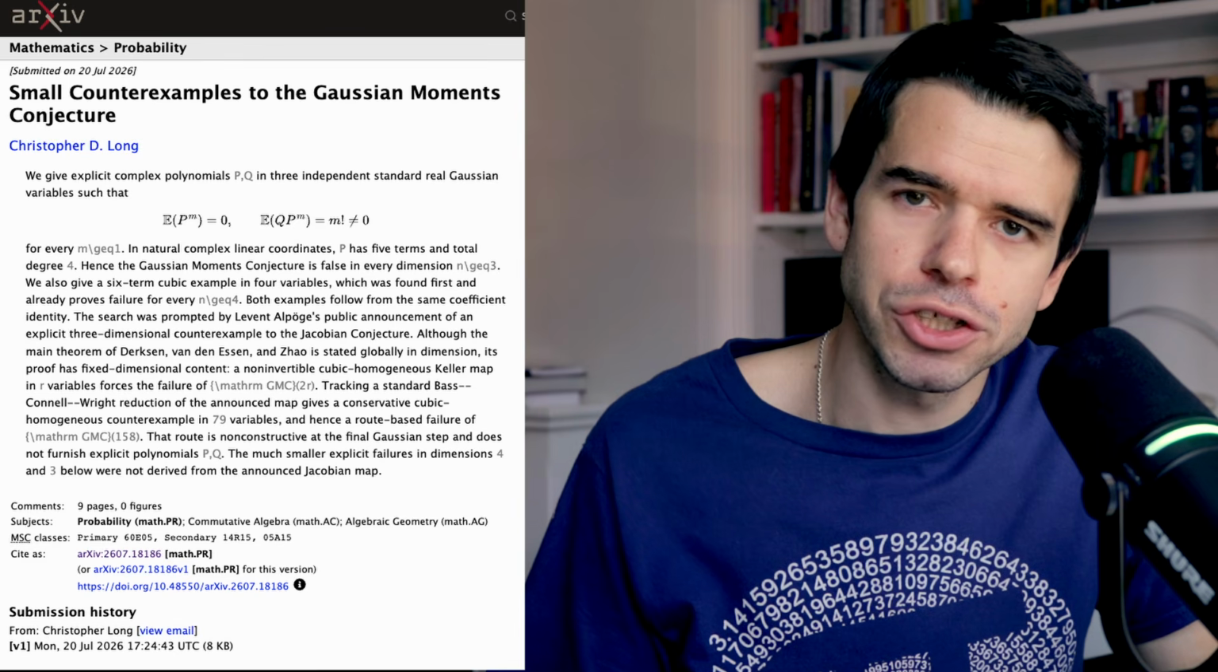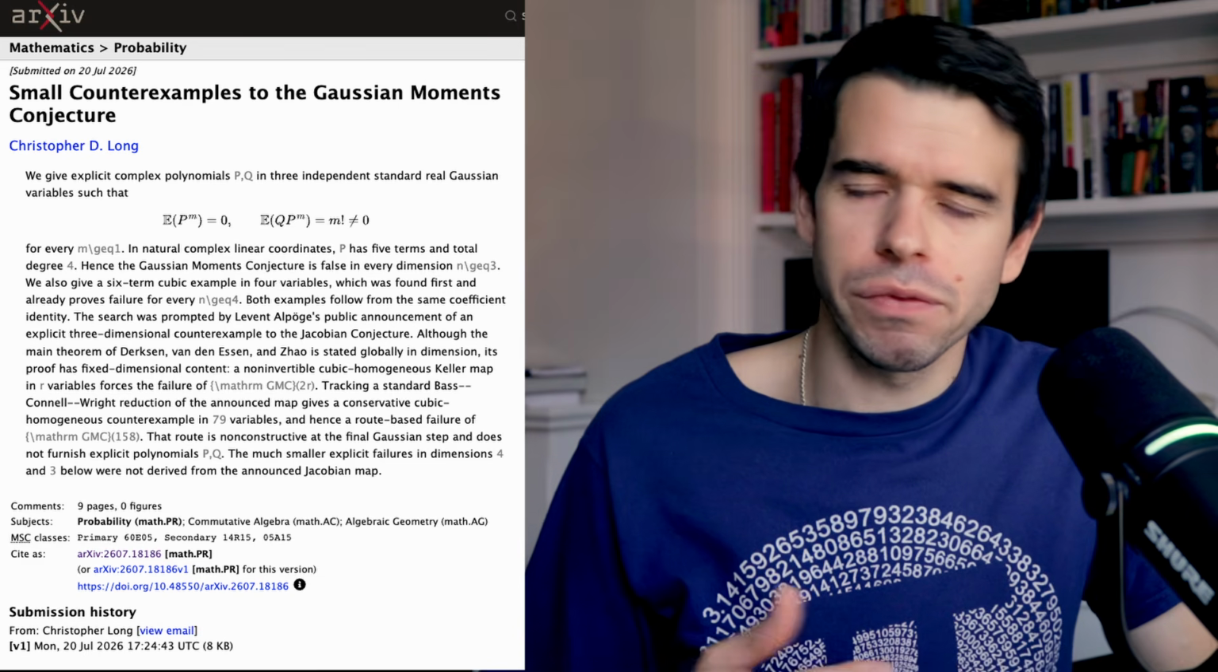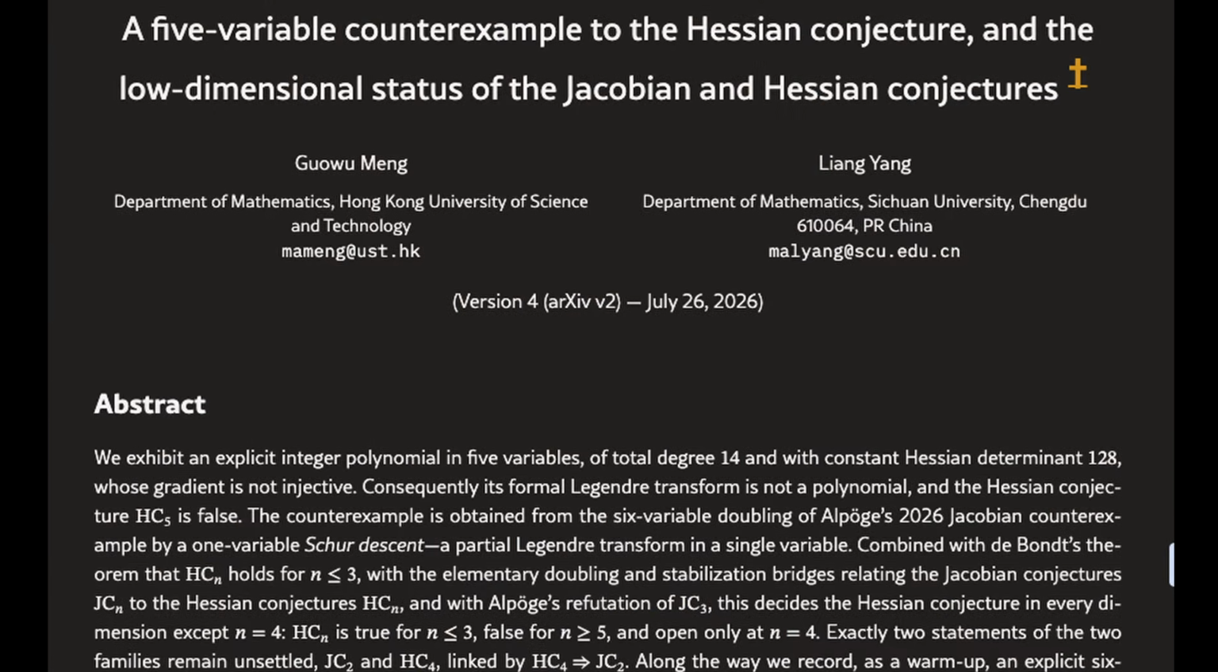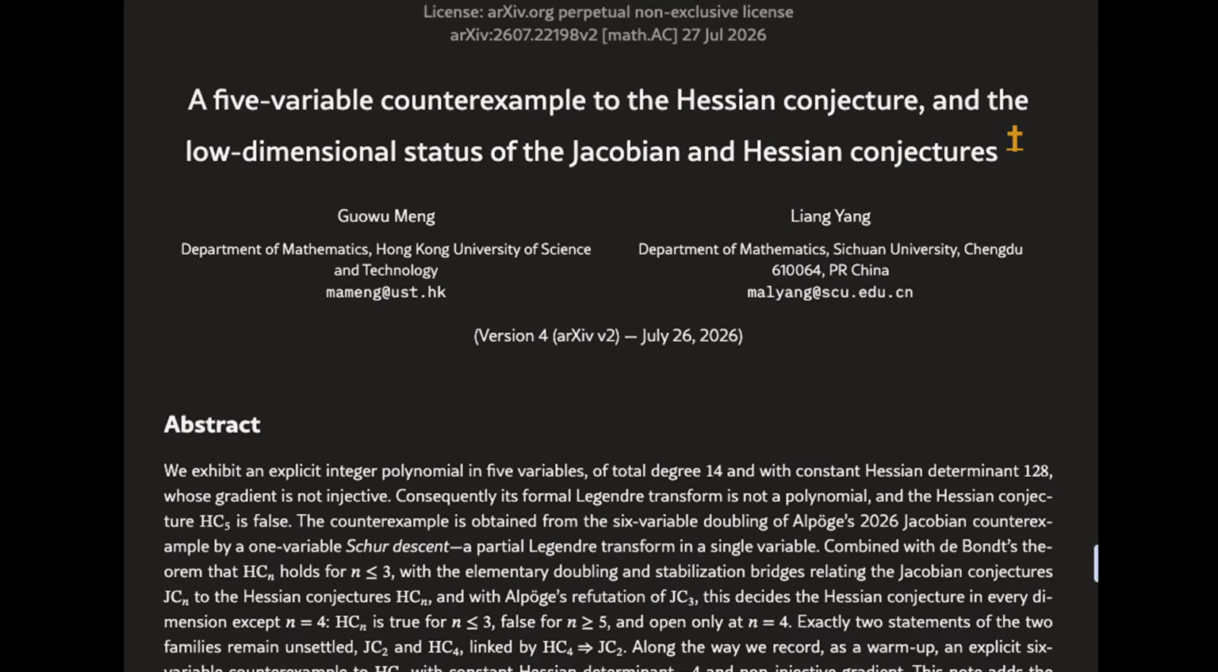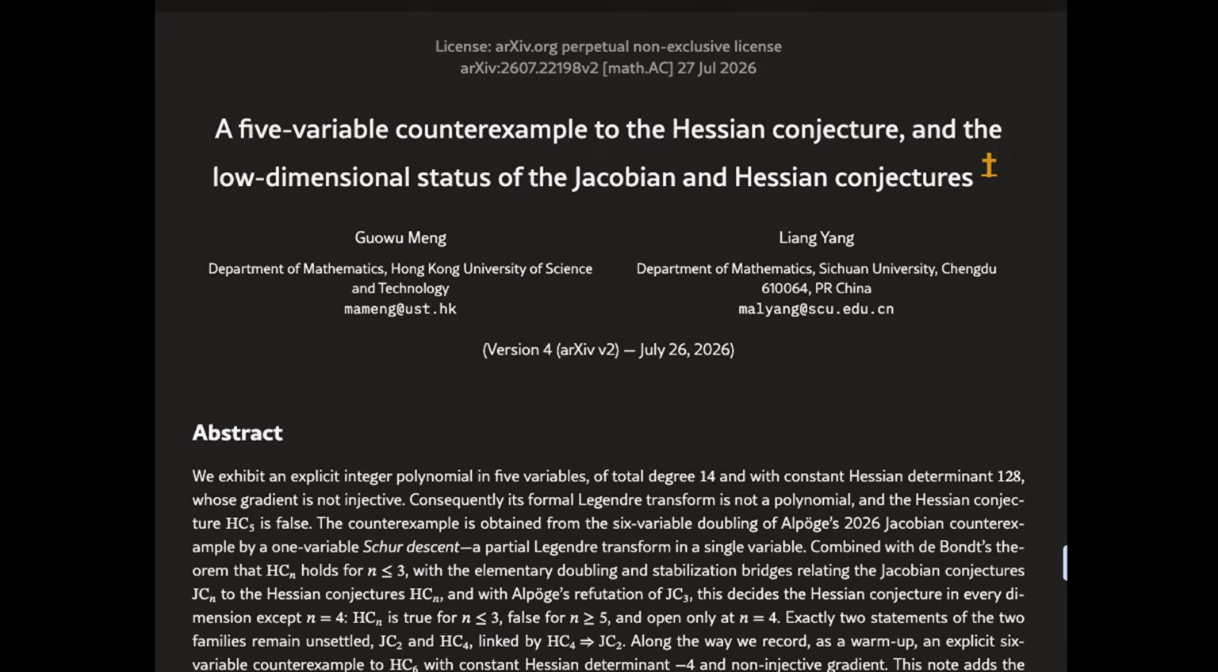And the discovery has already generated further results. Researchers have produced explicit counterexamples showing that the Gaussian moments conjecture is false in every dimension from 3 and upwards. Alpöge's map has also been transformed into a counterexample to the Hessian conjecture, showing that it is false in dimensions 5 and above, while the 4-dimensional Hessian case remains open. However, not all these results follow simply by substituting Alpöge's 3 polynomials into another problem. Some are direct logical consequences, while others are new discoveries inspired by the original counterexample.